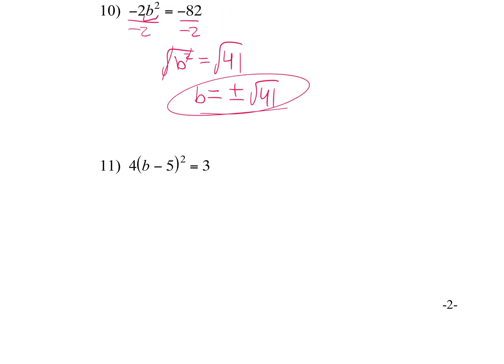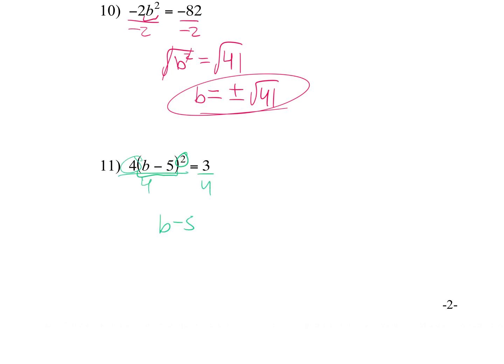And now looking at number 11, same thing here. Our squared term isn't just a b, so it's not just b squared. This time we have an expression squared. But again, we want this entire expression isolated. Now this b minus 5 is the only thing that's being squared, not the 4 out front. So we want to divide by that 4 on both sides.